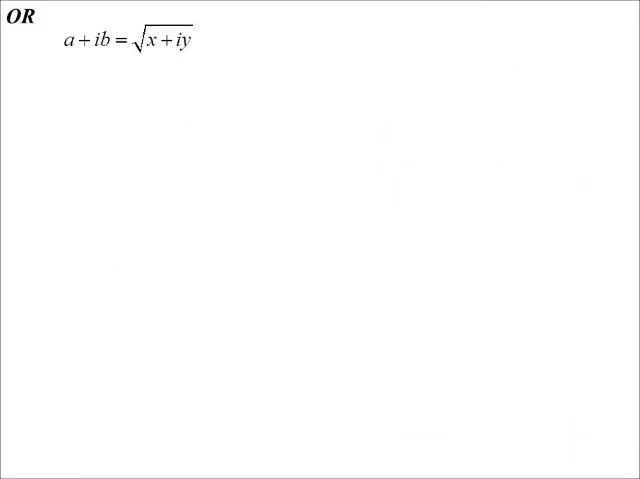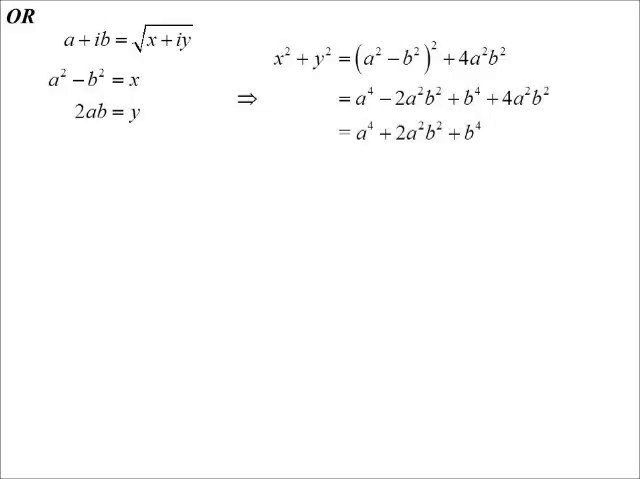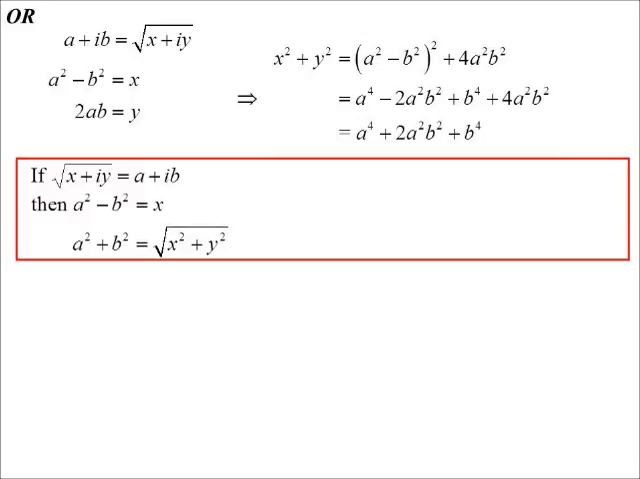Okay. a plus ib is the square root of x plus iy. Here's another way of doing it. We just saw that a squared minus b squared was x, and 2ab was y. If I play around with this, now again, you don't have to do this algebra each time. This is just to prove what I'm about to do. x squared plus y squared would be (a squared minus b squared) squared plus 4a squared b squared. So I end up with a to the power of 4, 2a squared b squared plus b to the power of 4. So watch what happens.